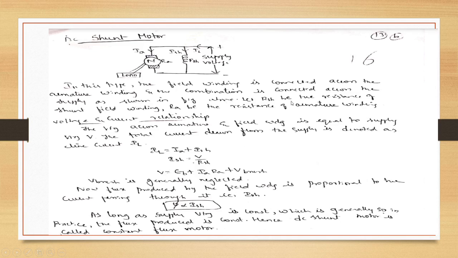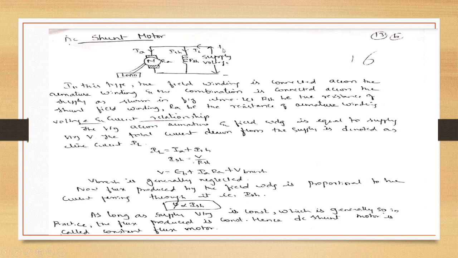Let RSH be the resistance of the shunt field winding and RA the resistance of the armature winding. Now we are going to derive the voltage-current relationship. The voltage across the armature and field winding is equal to the supply voltage. The total current drawn from the supply is denoted as line current IL. In generators, IL was the load current; in motors, IL is the line current.